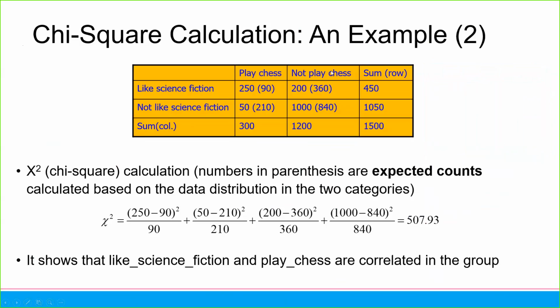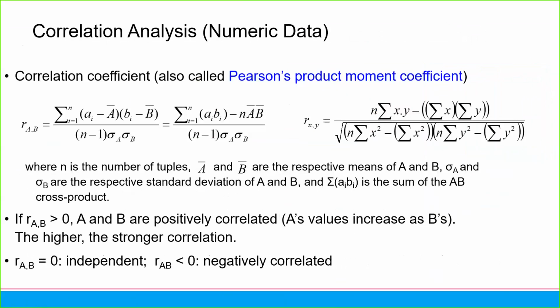This is the example for nominal data. Nominal is categorical data. Now, what if we have numerical data? We can measure the correlation with the correlation coefficient, and the method called Pearson product-moment coefficient. This is the formula.